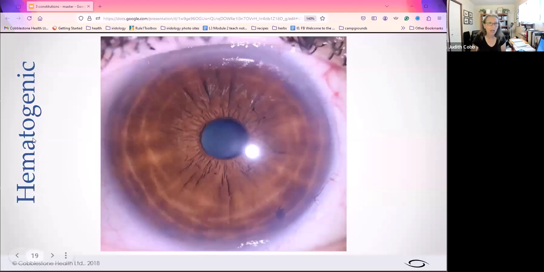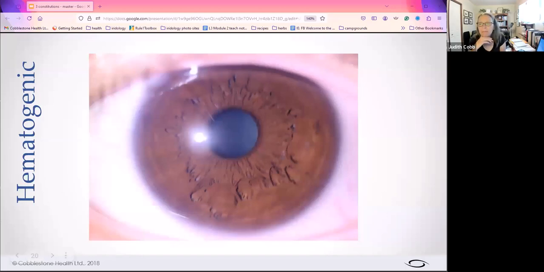Let's have that in the chat box. I'll give you one clue. One of the things we think about is liver, but there's a second thing that we think about with our hematogenic people. Yeah, we tend to think about blood, hemoglobin, right? So with our hematogenic people, it's blood and liver that are going to be our primary areas of concern.